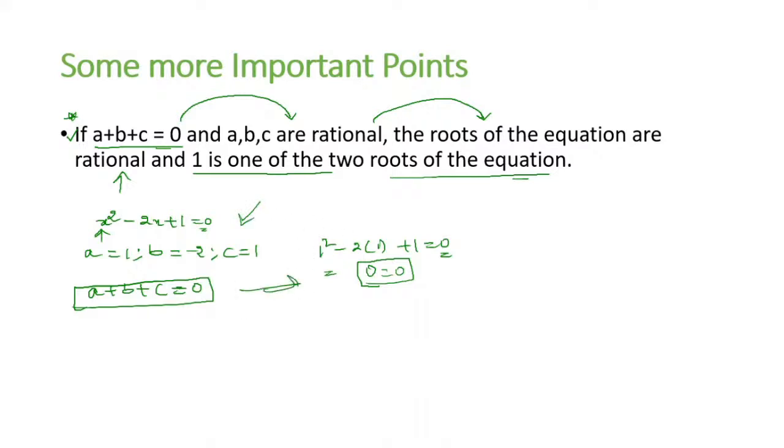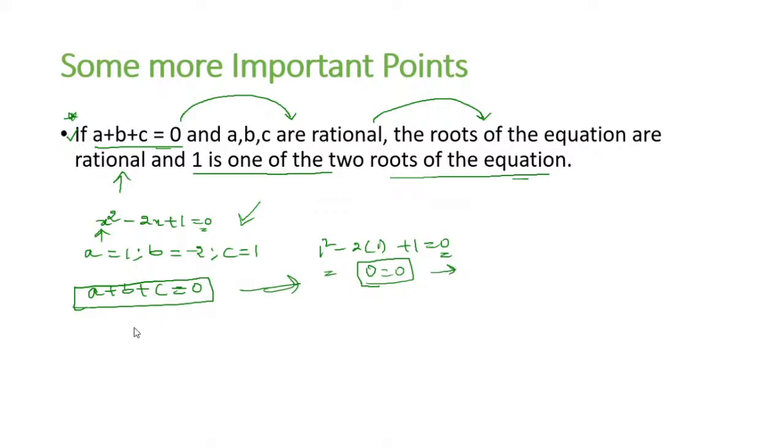So we can say that if a plus b plus c is equal to 0 for any quadratic equation, and a, b, c are rational, the roots of the equation will be rational and 1 will be one of the two roots of the equation. Here we have equal roots.